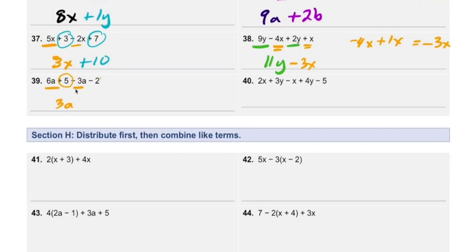This one, 6a minus 3a is 3a. And then 5 minus 2 is 3, plus 3. Almost messed that one up. There we go. So 3a plus 3. Over here, 2x.